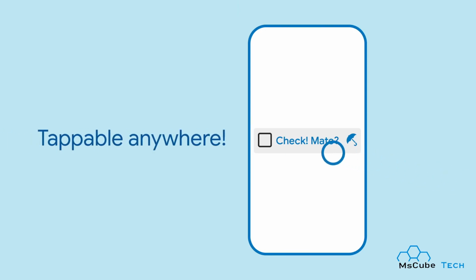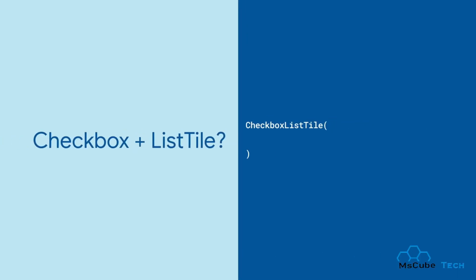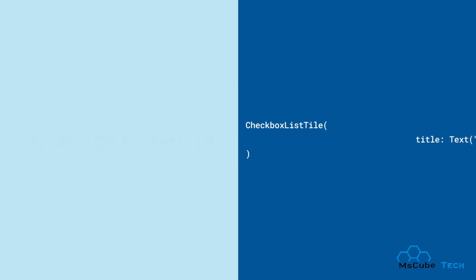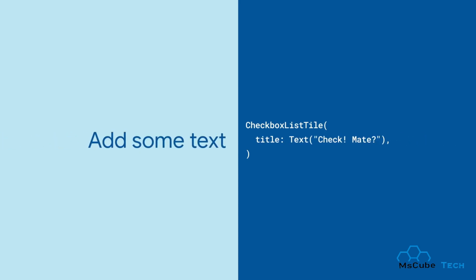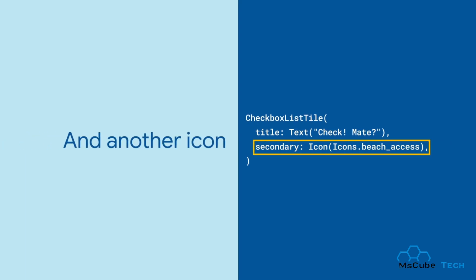Checkbox list tile combines two widgets, checkbox and list tile. But instead of simply making the leading or trailing widget a checkbox, it also makes it so that tapping anywhere in the list tile toggles the checkbox. The constructor for checkbox list tile looks suspiciously like a combination of checkbox and list tile. You provide a title for the text of the tile, and you use secondary to set what the widget on the other side of the tile should be.